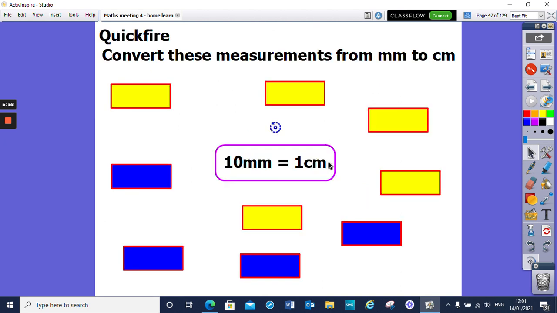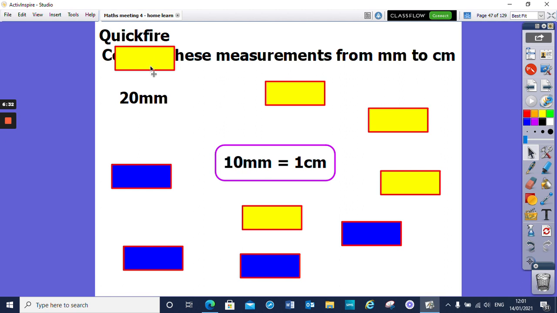Okay, we've got our quick fire conversion now. So this is what's going to happen. I'm going to reveal the millimetres under each box. I'm then going to pause and I want you to shout out the answer, and then I'm going to tell you the answer. So I want you to shout out the centimetres when I show you the millimetres. Ready? Let's begin.